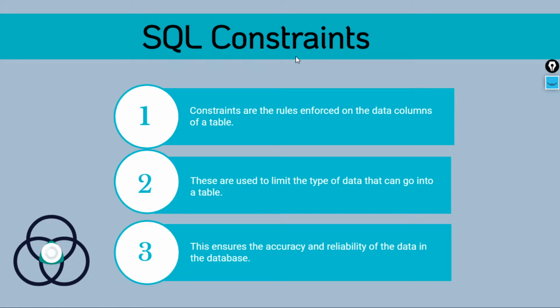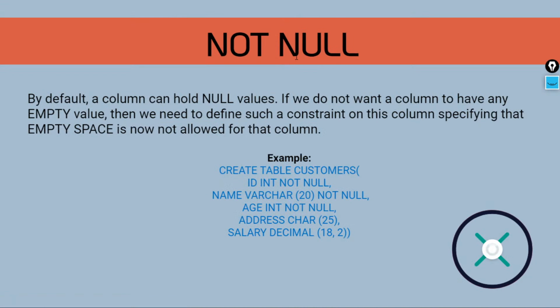There are several constraints. We are going to see every one of them one by one. These are used to limit the type of data that can go into a table. It basically controls the data whenever we want to control the values inside the table. This ensures the accuracy and reliability of data in the database. That is the pro in using SQL constraints. Cool, let's see them one by one.